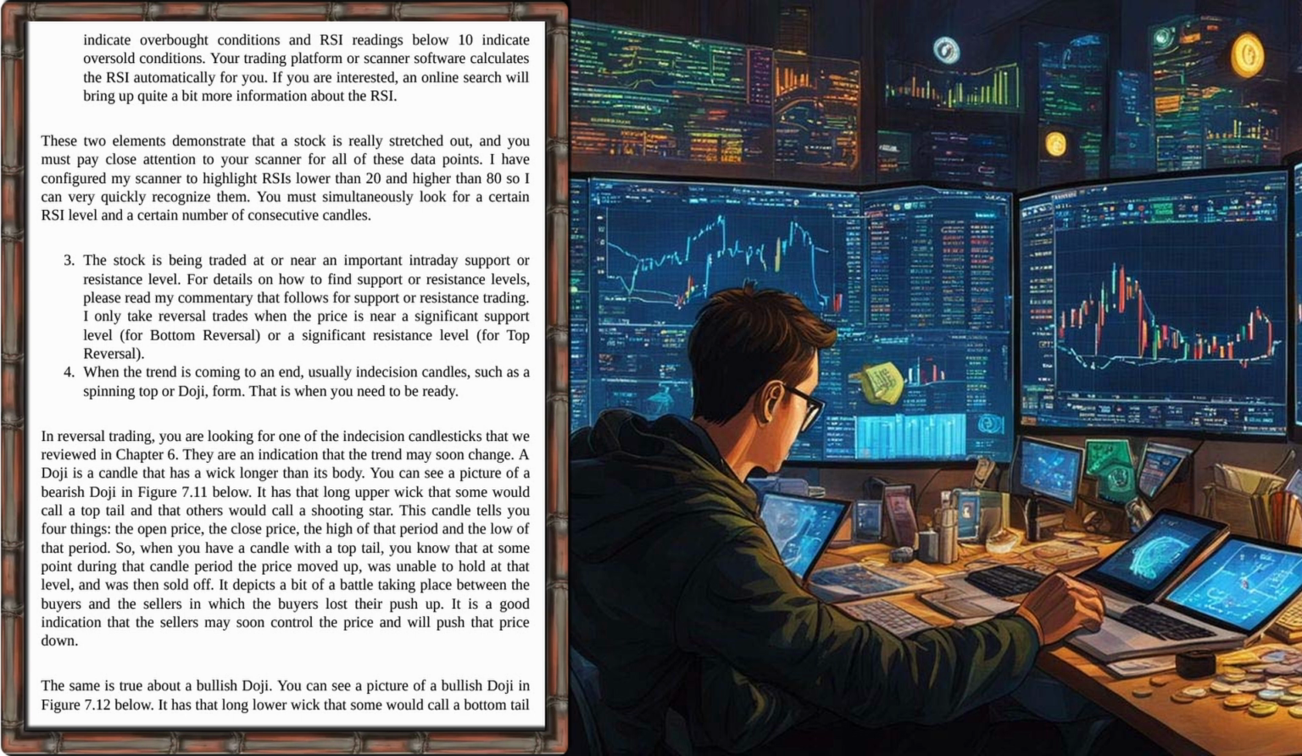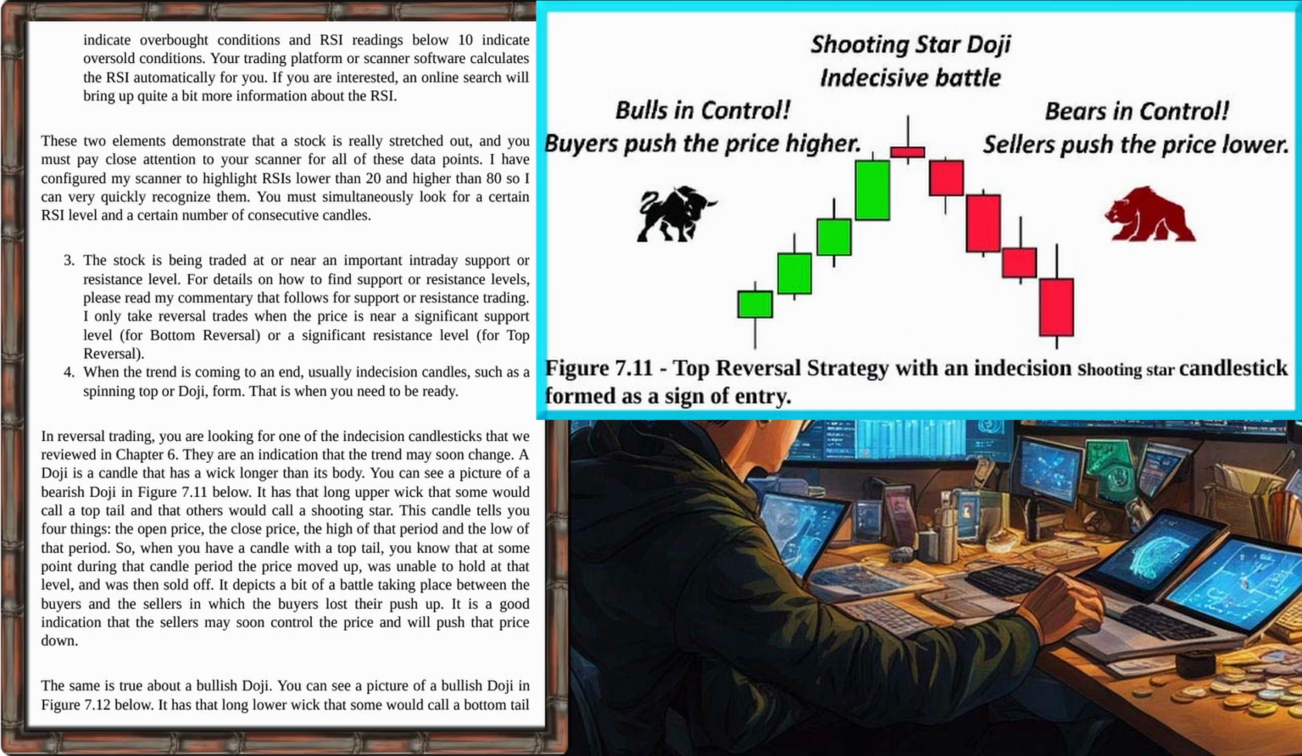A doji is a candle that has a wick longer than its body. You can see a picture of a bearish doji in Figure 7.11 below. It has that long upper wick that some would call a top tail and that others would call a shooting star. This candle tells you 4 things: the open price, the close price, the high of that period, and the low of that period. So when you have a candle with a top tail, you know that at some point during that candle period, the price moved up, was unable to hold at that level, and was then sold off.